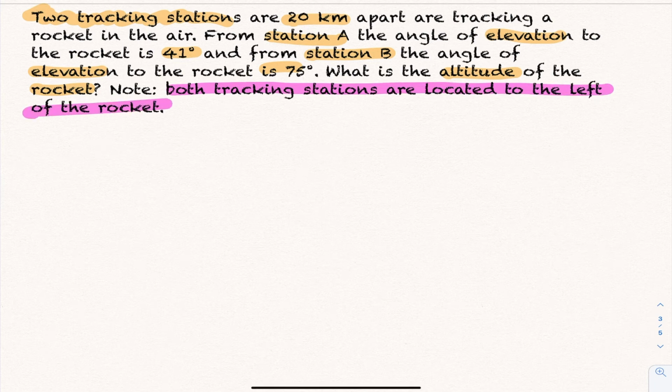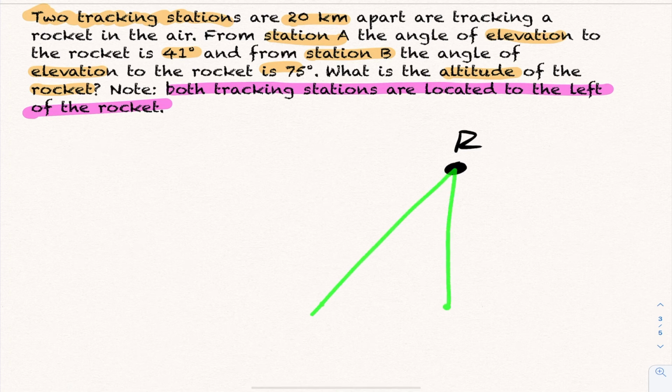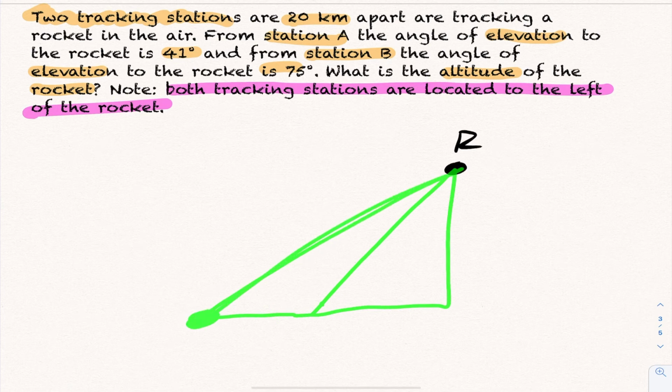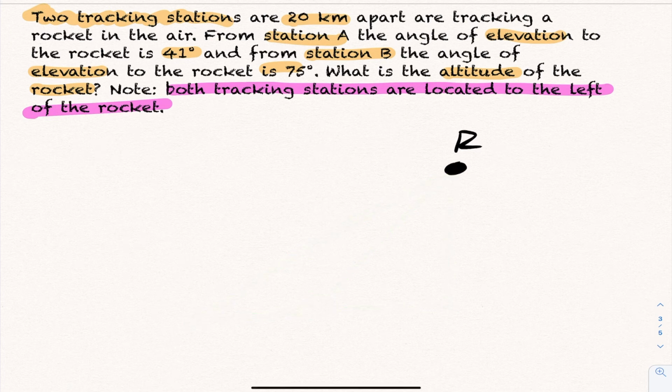Okay, so we've got a rocket in the air. Let's kind of label that. Let's put this big dot here. There's our rocket. You have two stations. Now in this problem here, they don't tell us which rocket tracking station is which. We don't know where the 41 or 75 is, but we know it's to the left. So what I do know is that a larger angle means larger opposite side. So I know that this second station right here, the angle to that rocket would be less. So therefore, this must be my 41 degrees, and then this must be the angle of elevation, in this case station B, of 75 degrees. So let's go ahead and draw that.